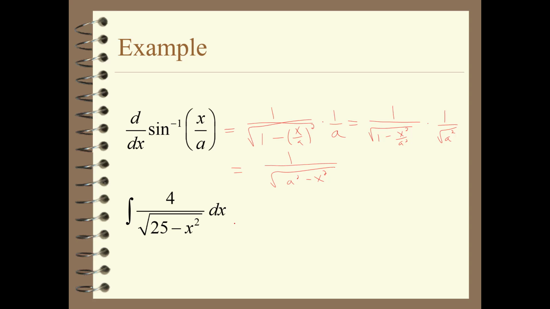Because of that, I can then use the same derivative in reverse to get, this is 4 times the antiderivative of 1 over the square root of 25 minus x squared dx. I can then identify the derivative rule that I know, it's just where a is 5, to get that this is 4 times the inverse sine of x over 5 plus an unknown constant. And that's the antiderivative of 4 over the square root of 25 minus x squared.